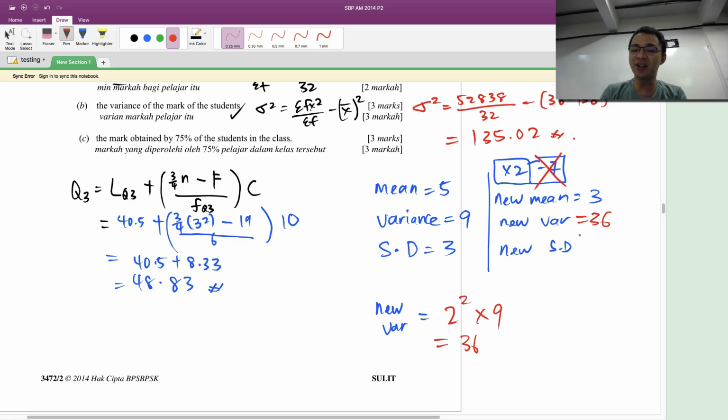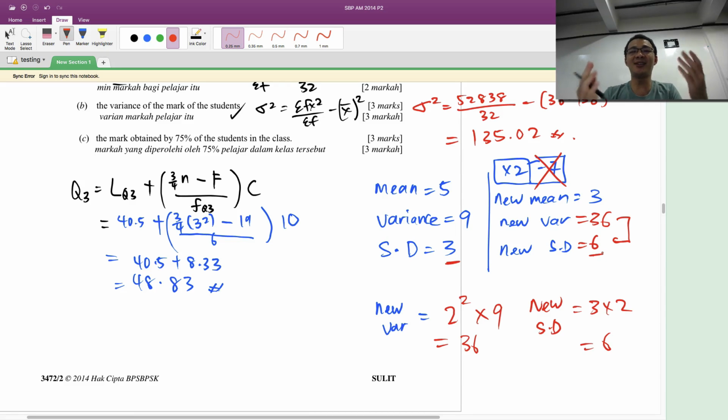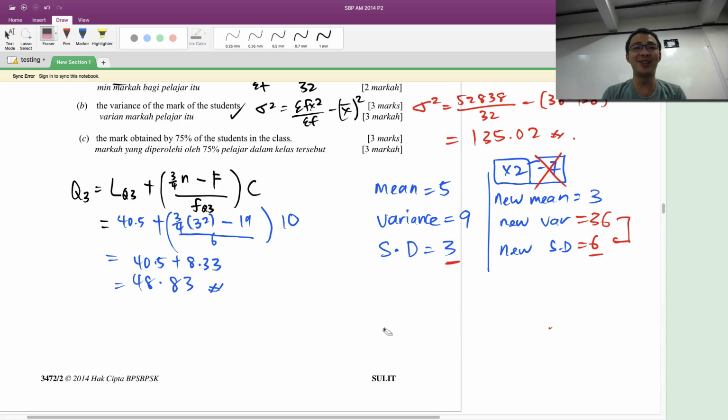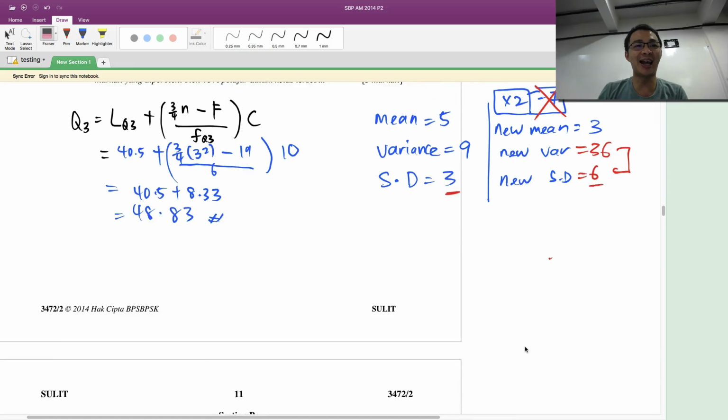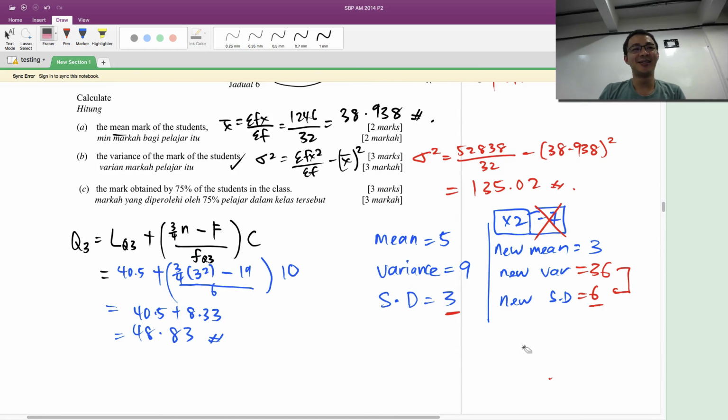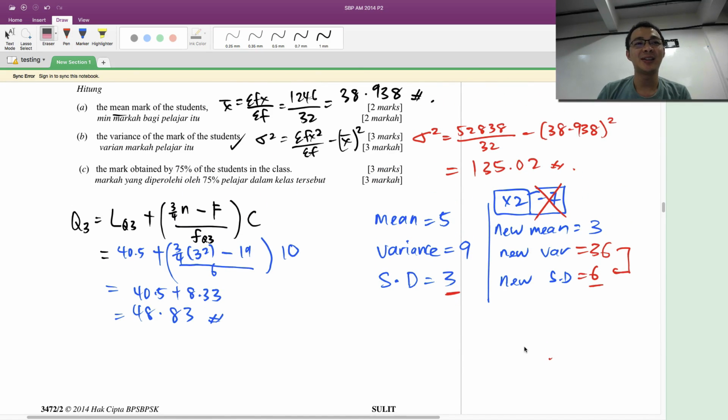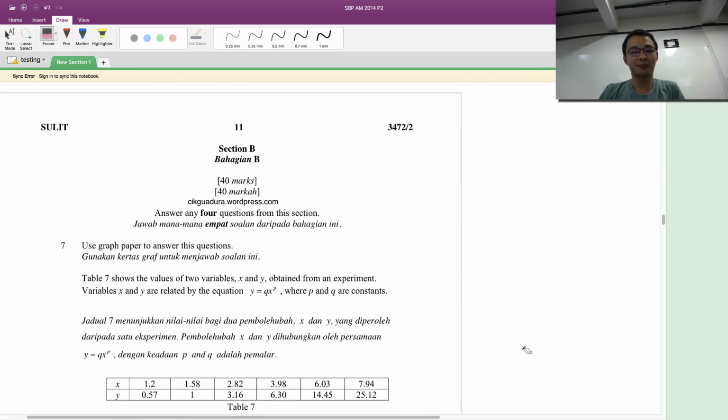For the new standard deviation, it's very easy. Just care about the multiply. Previously it was 3, right? So 3 times 2, you get 6. And you find that after you square root your new variance, you still get the new standard deviation. It's actually related. Okay? I hope I do answer your question. Can you understand now? Okay, good. Let me move on.